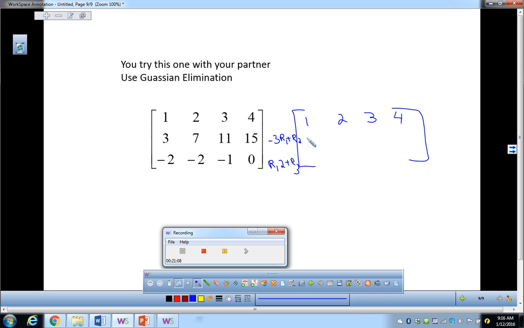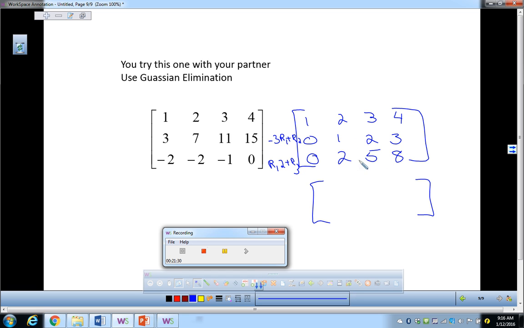Well, you want me to do it? I did it last night. You would get 0, 1, 2, 3. Then you'd get 0, 2, 5, 8. Okay? Then you would add negative 2 times this plus this. And you get 1, 2, 3, 4, 0, 1, 2, 3. And then in the last row, you would have 0, 0, 1, 2. And so z equals 2, x equals whatever it is, and you can do the rest. Right? Okay? Next slide.